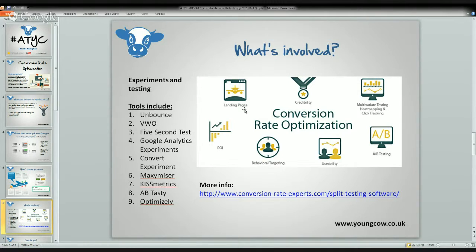And usability: is the landing page easy to navigate for your visitor? Is it right for your target audience? Will they understand everything that's on the page and be able to perform the action that you want them to perform? Yeah. Behavioral targeting.